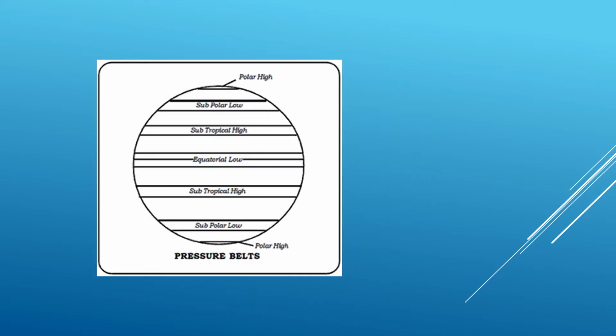These four pressure belts, as you know, are not continuous because the surface of the earth is made up of both land and water. And as you all already know, land and water get heated in different ways.